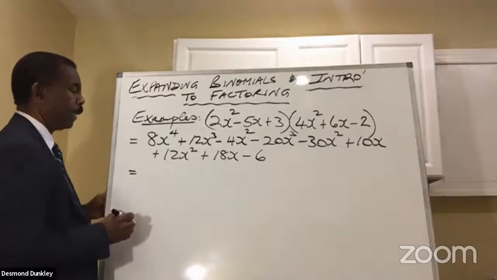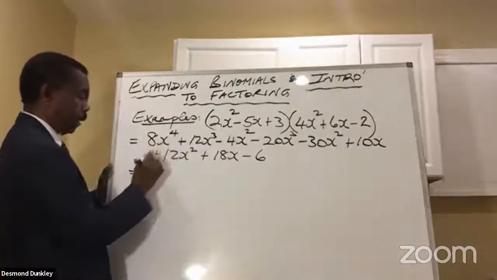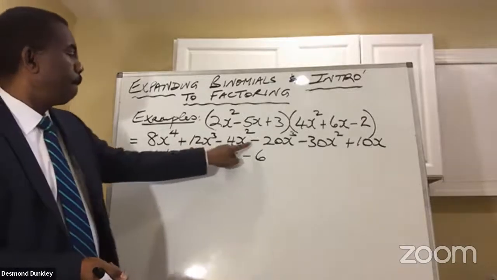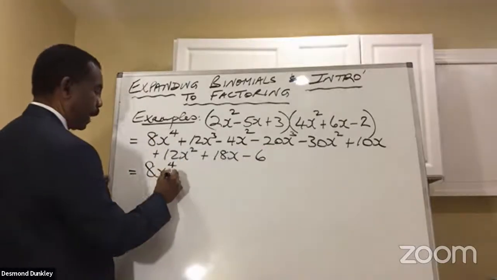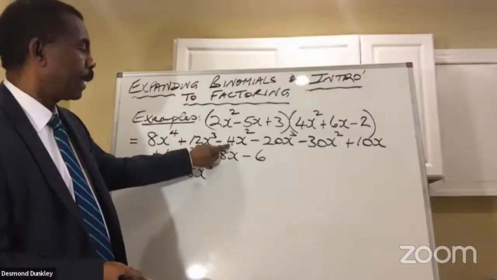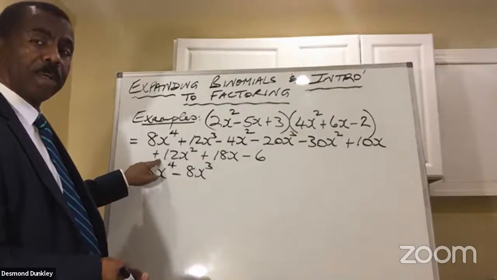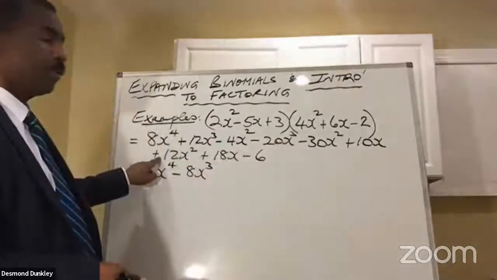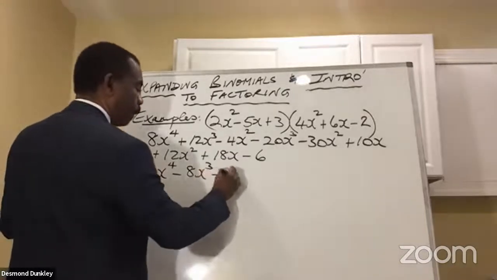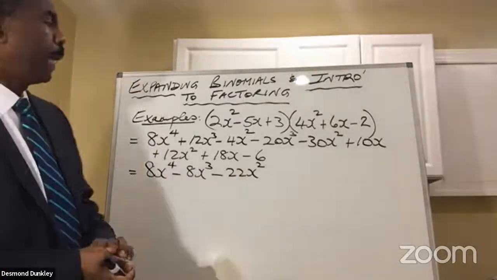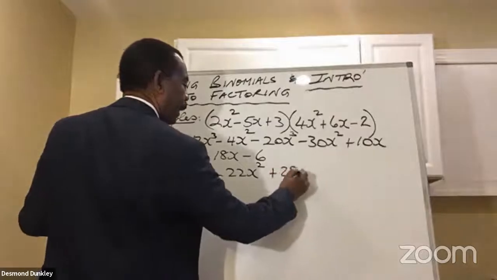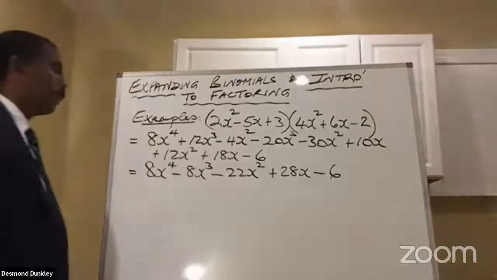And so this is going to be equal to, there's only one term with x to the 4th. So I can go ahead and write 8x to the 4th. Now, what about x to the 3rd? We have 12x to the 3rd minus 20x to the 3rd. That gives me minus 8x to the 3rd. So now let's go for x squared. Negative 4x squared, negative 30x squared, and 12x squared. Negative 4, negative 30, positive 12. So this is negative 34 plus 12 is negative 22. What about x? There is 10x and there is 18x. So that gives me positive 28x. And then there is negative 6.